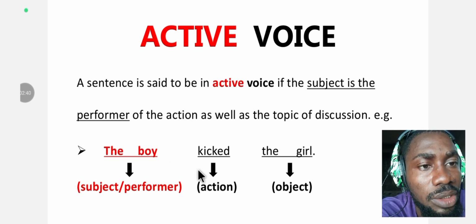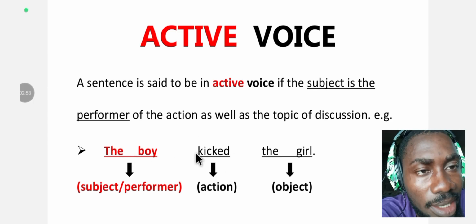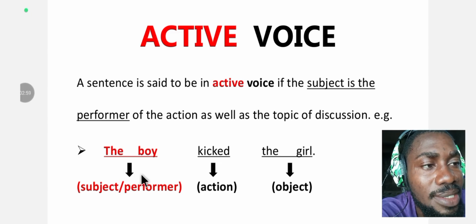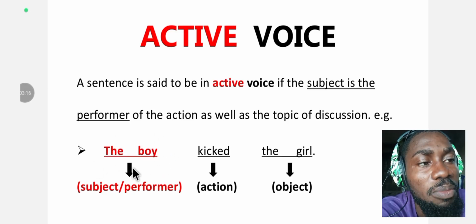This is the action, which is the verb, and the girl is the object. So the boy performed the action, which is kick. He kicked the girl. So the boy is the performer and it occupies the subject position. That makes it an active voice. The performer of the action is in the subject position.